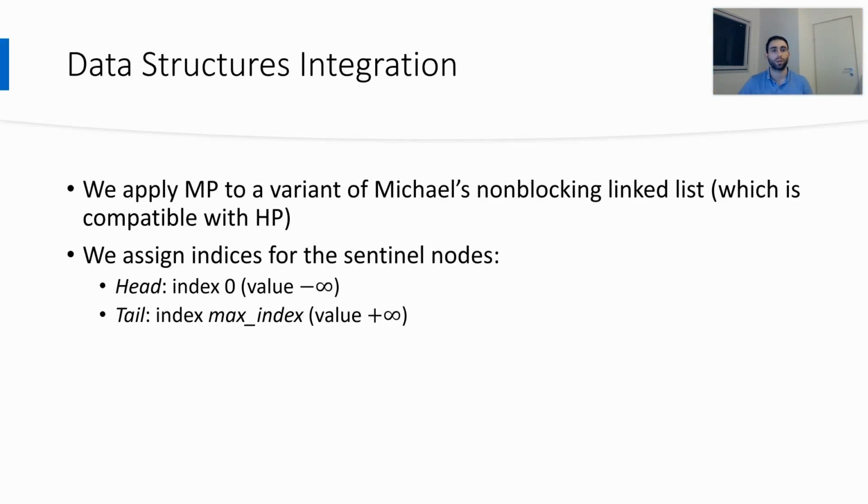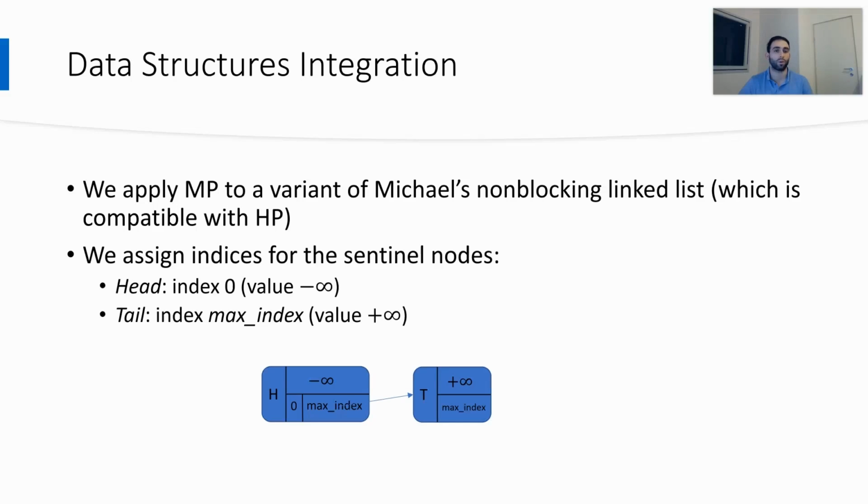First, we use an HP-compatible version of the linked list. Then, for completeness, we must assign indices for sentinel nodes according to the location and what they represent. In the linked list, we have the head and the tail, representing the lowest and highest keys available. So we assign them the minimal index and the maximal index respectively. So here is how an empty linked list looks.